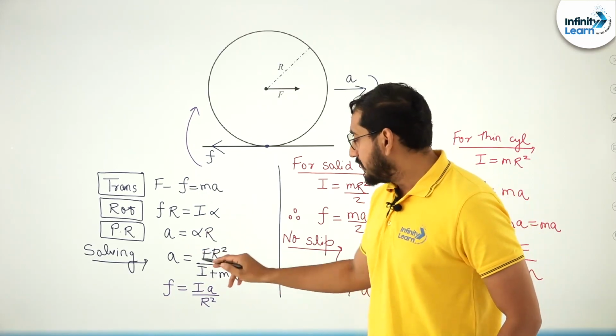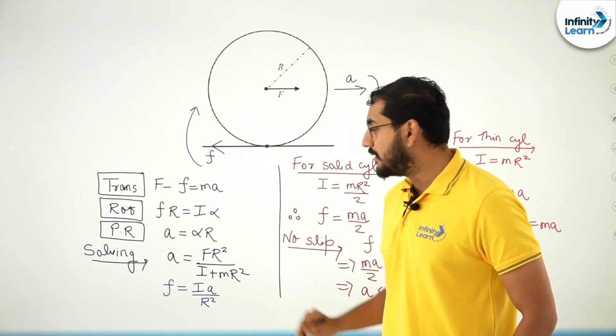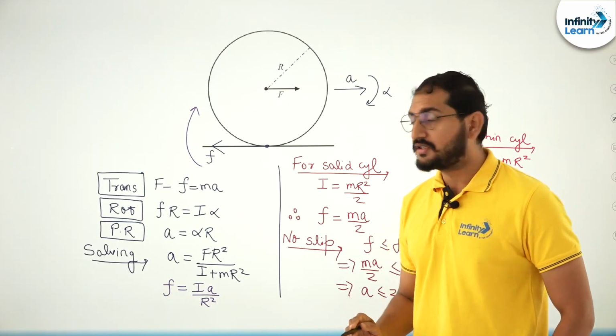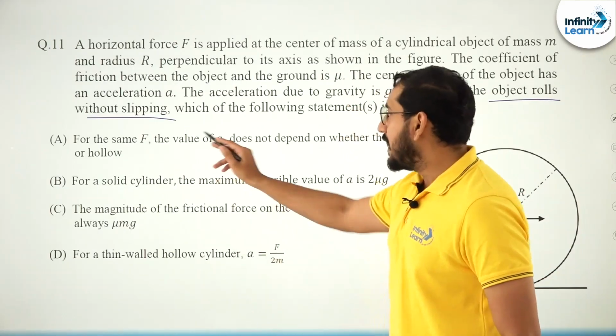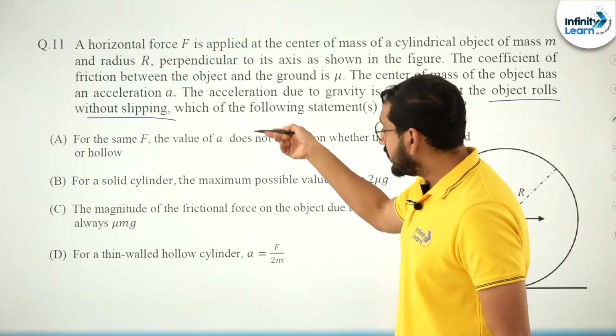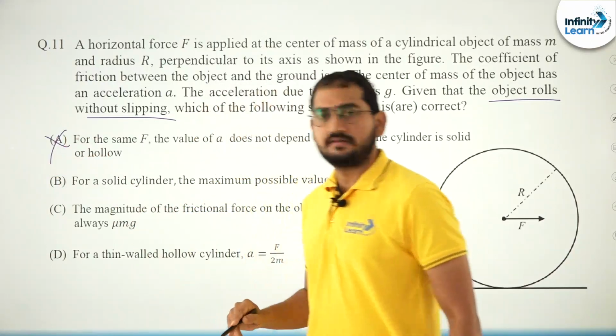For solid, I becomes M r square by 2. For hollow, I becomes M r square. For different values of I, you will get different values of acceleration. So we can see that option A is a false statement. The option says it does not depend, but actually it depends. So option A cannot be my correct answer.